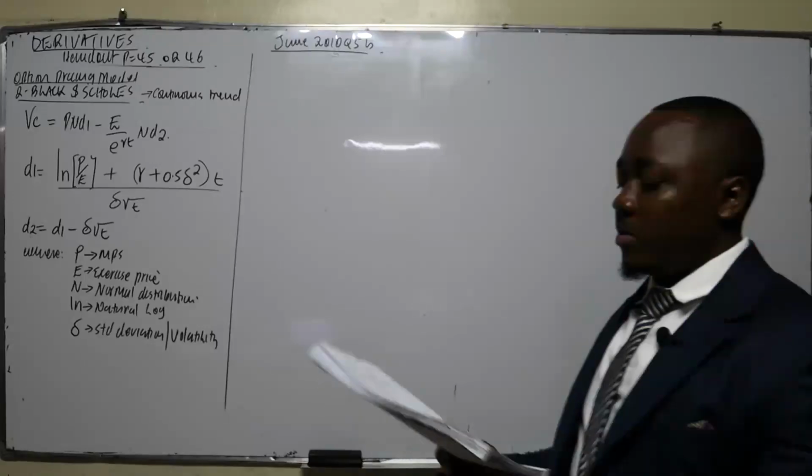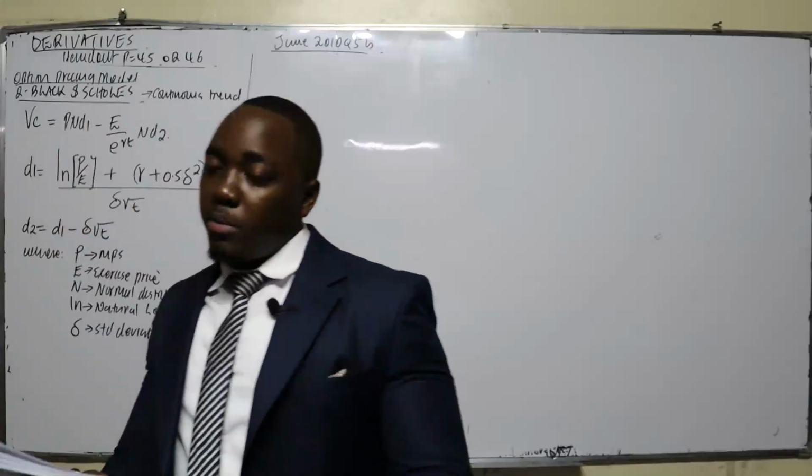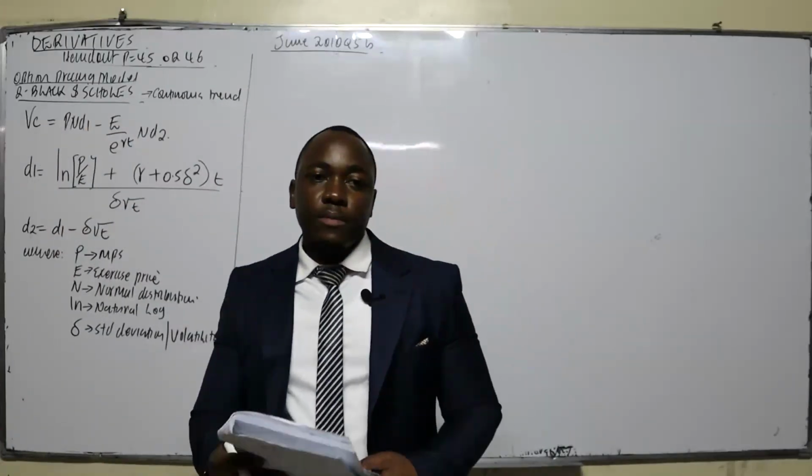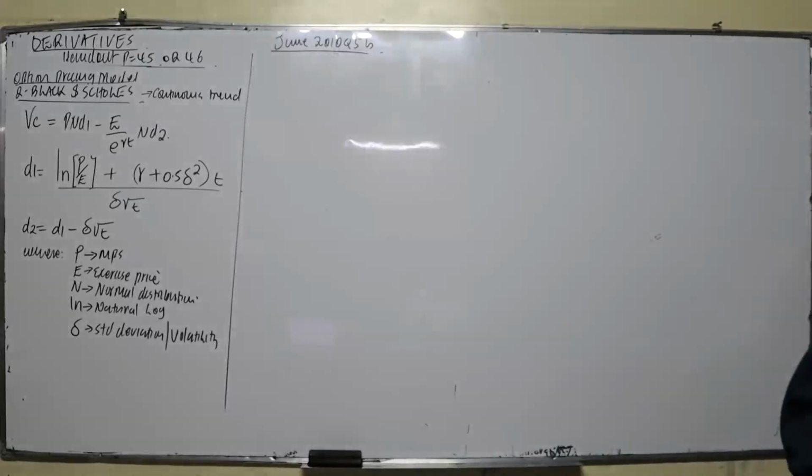Part C of the question. Outline the limitations of the Black-Scholes option pricing model. Sorry, can only be? Can only be used for European options only. It assumes the risk-free rate is constant. It assumes there's no dividend. These are assumptions. Now these are limitations.